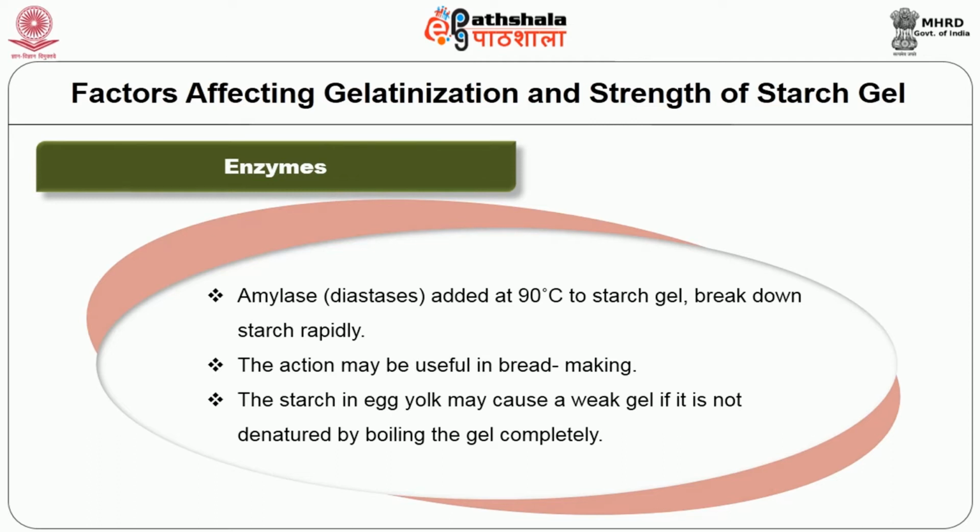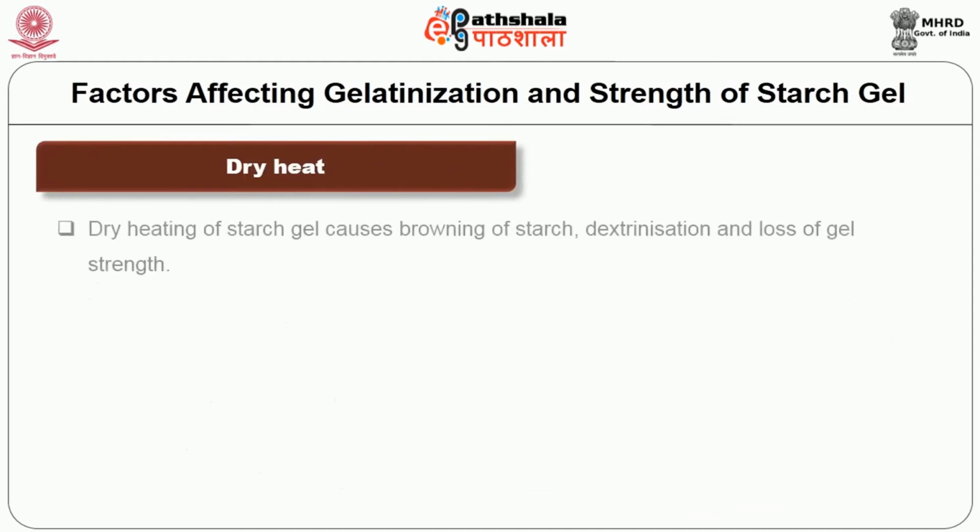gel completely. Dry heat: dry heating of starch gel causes browning of starch. That process is called dextrinization and leads to loss of gel strength.